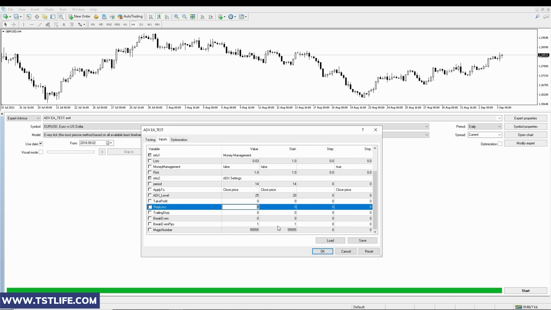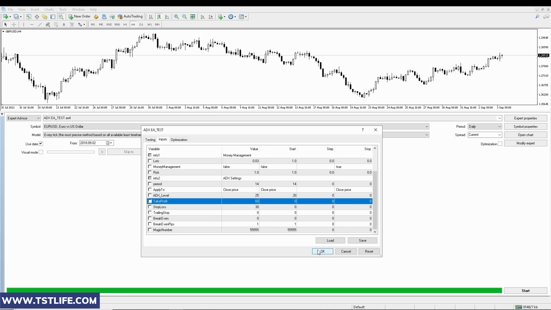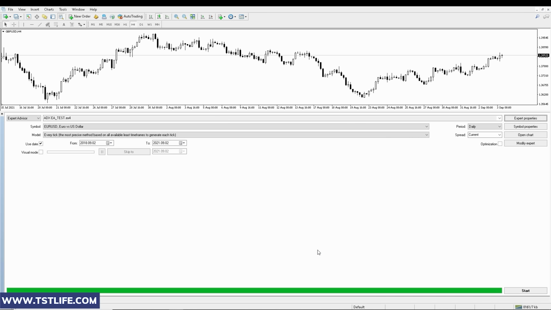We'll go for a 1-to-2 risk-to-reward ratio this time, so we'll choose 30 pips as our stop loss and 60 pips as a take profit. We'll leave the other settings as they are. Let's run the backtesting process again and see the difference.